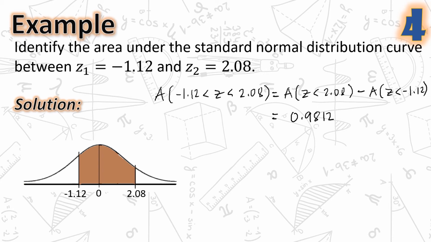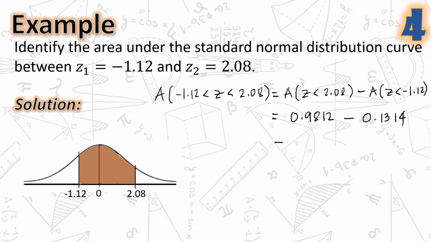Also do that on that part of the table showing areas corresponding to the left of any negative z values. On the first row, locate negative 1.1. Draw an imaginary horizontal line, and then on the top row, locate 0.02, draw an imaginary vertical line. You will see that the two lines will intersect at the area corresponding to the left of negative 1.12, and that is 0.1314.